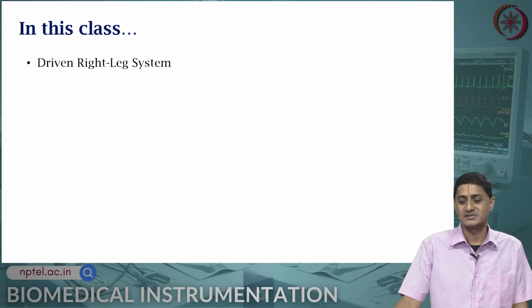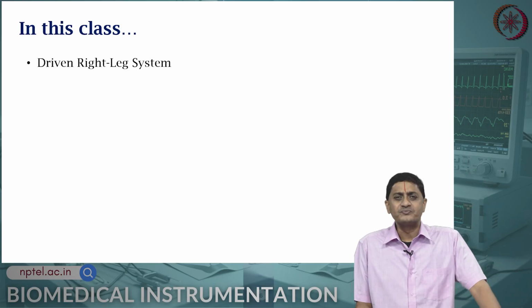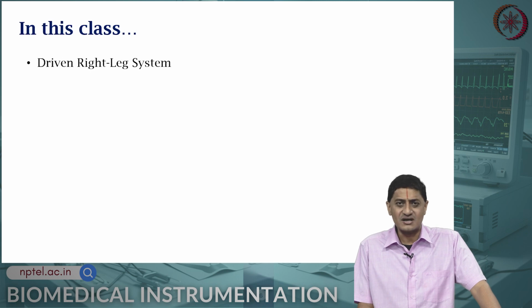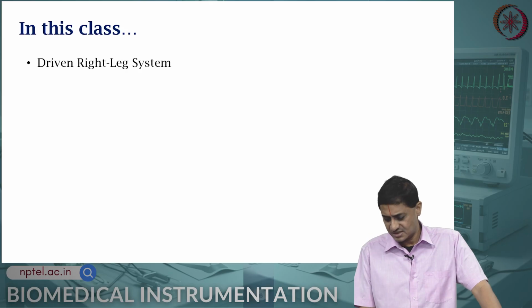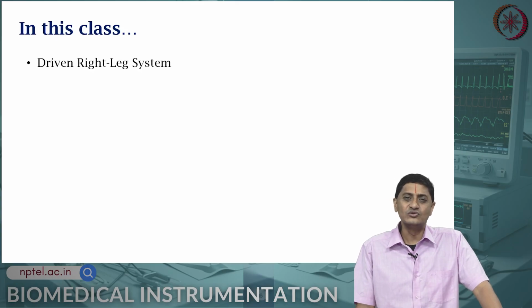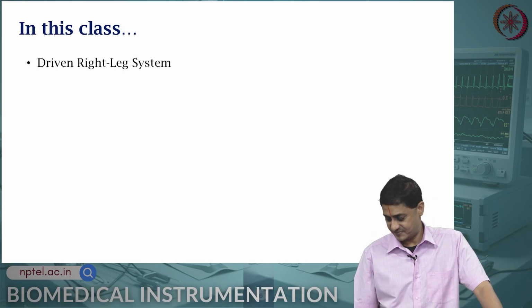How does this work? Now, we said that the leads of interest are taken from the electrodes that are placed on the right arm, left arm and the left leg. The right leg is not considered for the purpose of the ECG itself, but we use the right leg for a different purpose, and that purpose is to use it as a feedback system.